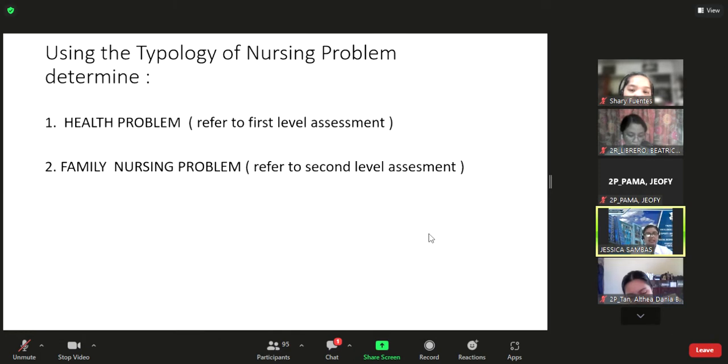So, as stated here, using your typology of nursing problems, we can already identify the health problem of the patient and categorize it by referring to the first level assessment in your typology. So, if we are formulating the health problem, go to the first level assessment, because all the problems are listed and categorized there. Now, if our aim is to determine the family nursing problem, go to the second level assessment. Let us try to identify the reason why the family failed to perform their health tasks.